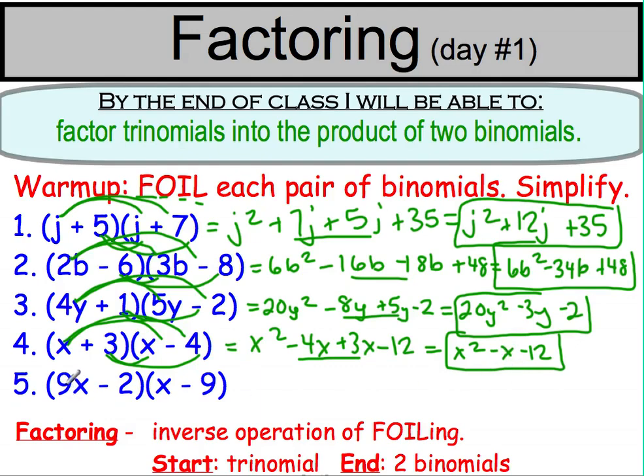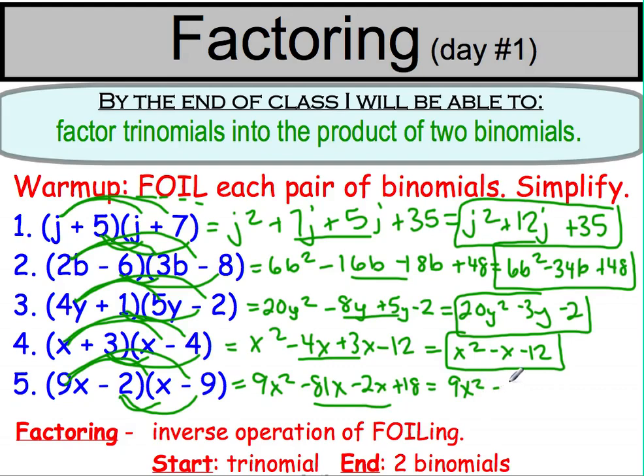x. Last one, our first terms, that'd be 9x times x. That's 9x squared. 9x times negative 9 is negative 81x. Negative 2 times x is negative 2x, and negative 2 times negative 9 is a positive 18. We combine the like terms, the ones in the middle. That gives us 9x squared minus 83x plus 18. Put a box around that because we are done.